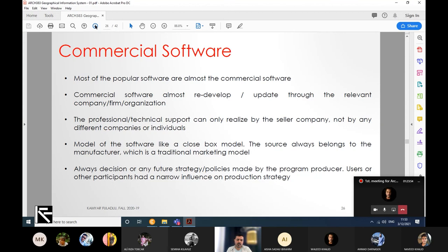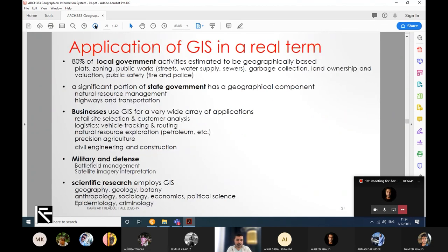The software model is a very closed box. You cannot do any additive things to it because everything is compiled by the main developer and main manufacturer, and every source belongs to the main company, and accordingly the decisions for further strategy, policy, or development are always made by the main company, and the participants or users have a very narrow influence on the production strategy.